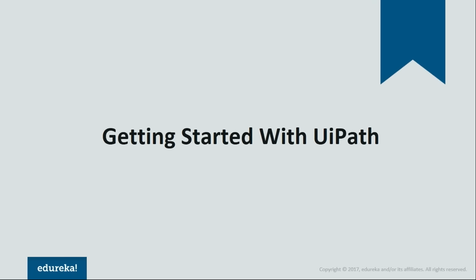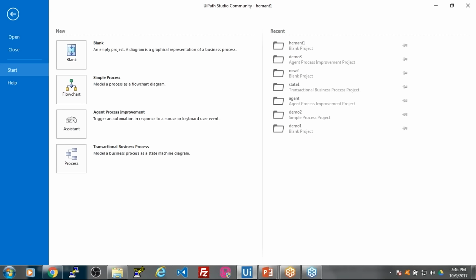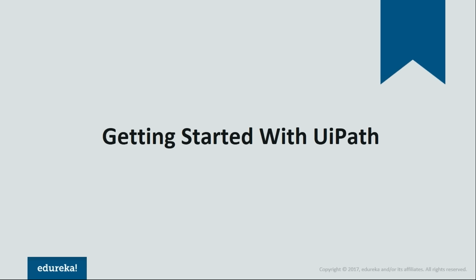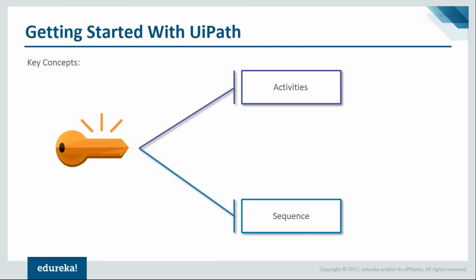So once you have your tool installed, when you open your UiPath Studio, this is how it will look like. All right. You will be prompted with this screen wherein you have to choose a project of your choice. Now, how will you choose the project is something which we'll discuss now. But before that, there are two key concepts that you should understand whenever you're working with UiPath. All right. What are these two key concepts? So first you should understand what is an activity, and then you should understand what is a sequence.